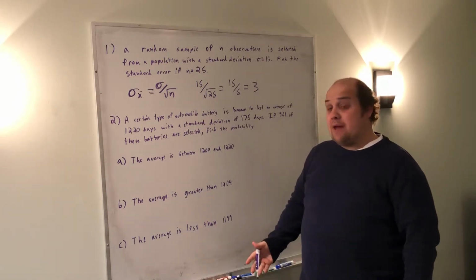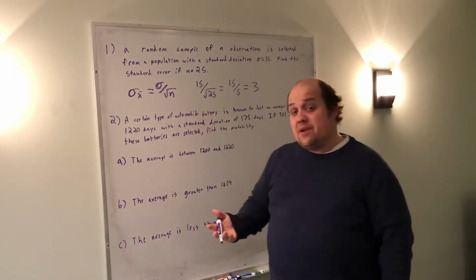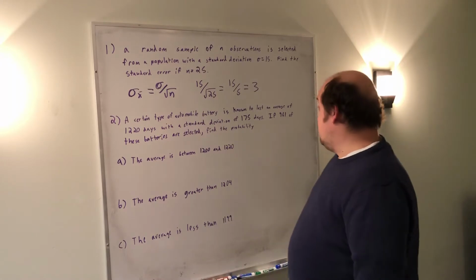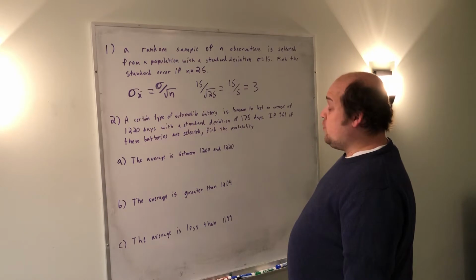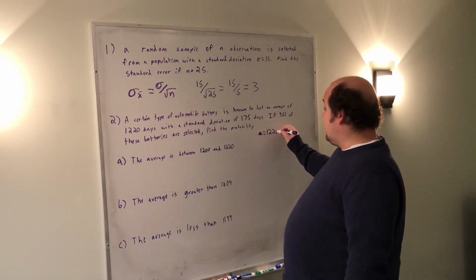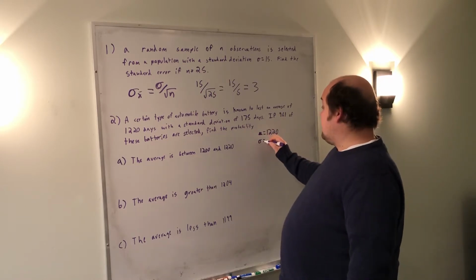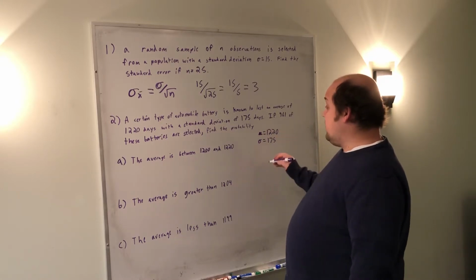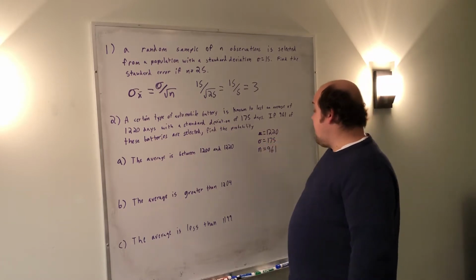Number 2 is going to be a problem where they tell me a mean and standard deviation, and by using z-scores, I'm going to be able to find probabilities between, greater than, and less than. So in this case, a certain type of automobile battery is known to last an average of 1,220 days. That's going to be my mean mu, 1220, with a standard deviation of 175 days. That's going to be my sigma, 175. If 961 of these batteries are selected, n equals 961, find the probability.